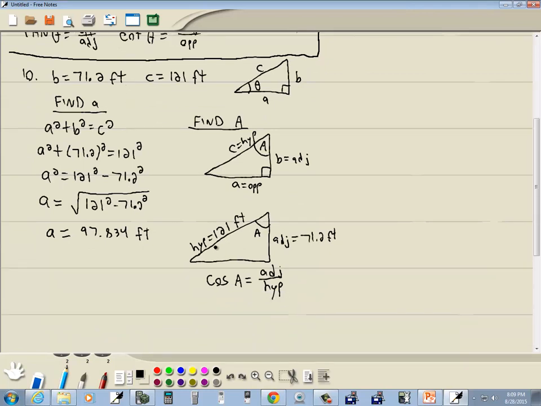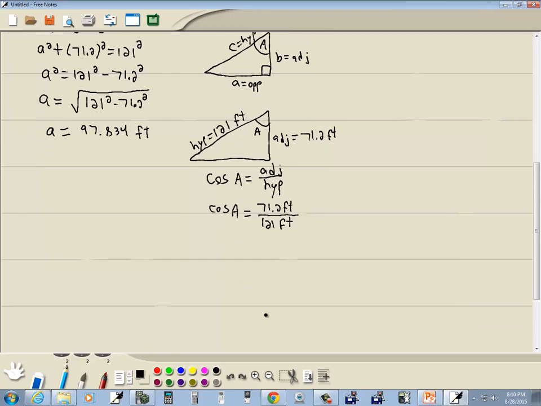All of our previous examples have had the angle down here, but it does not matter where you work with the angle. If you choose this to be the angle, the only thing that changes is your opposite and adjacent sides. Okay, so we got cosine of A is equal to adjacent, which is 71.2 feet, over hypotenuse, which is 121 feet. Now the feet are going to cancel there. And we got cosine A is equal to 71.2 over 121.